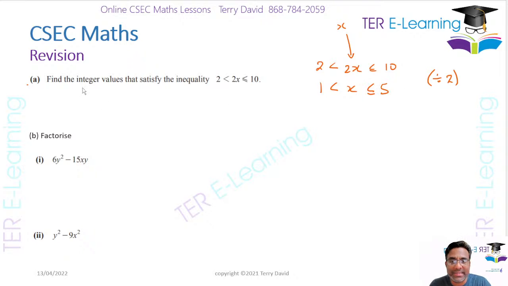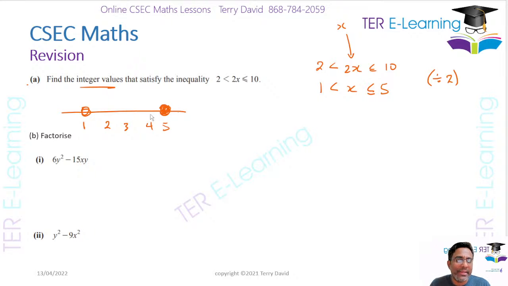Now the question says, find all the integer values that satisfy this inequality. On a number line, let's say I put 1 here, 2, 3, 4, and 5. Because of the inequality signs, this one by the 1 is going to be a circle that is unfilled. This one by the 5 is going to be a circle that is filled.